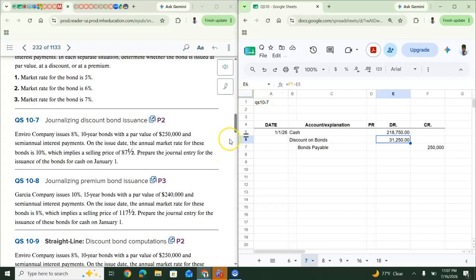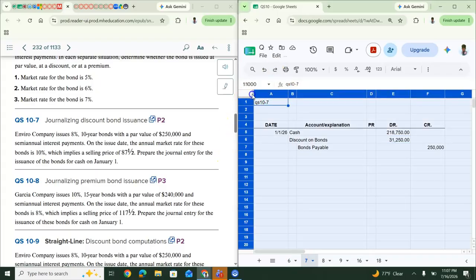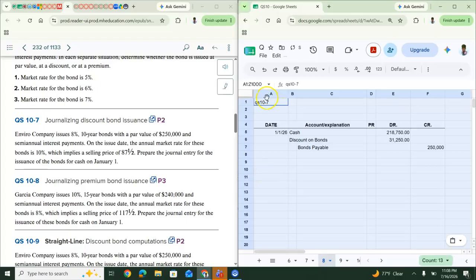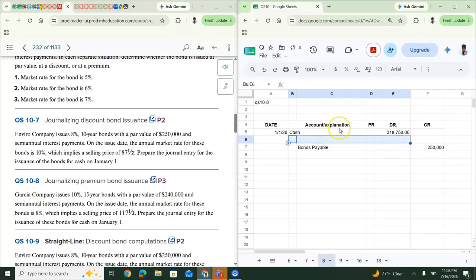Now what I'm going to do is, since this is for number 8, I'm going to go ahead and copy the format template from 7 to 8, so I can save myself some work. And then I'm going to go in here and change the 7 to 8, and you can do that with the F2 key. And then once I do that, I'm going to go ahead and correct that, and then I'm going to wipe out the discount. I'm going to wipe that discount out because now I know this one is going to be a premium, and premiums are going to have a credit balance.